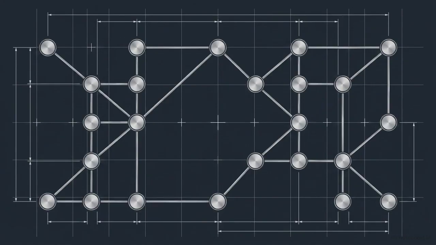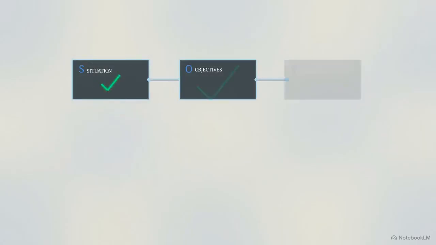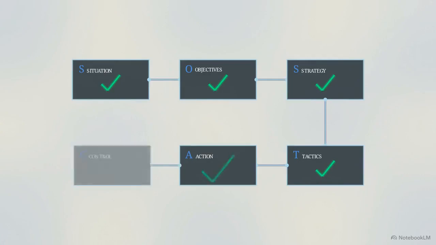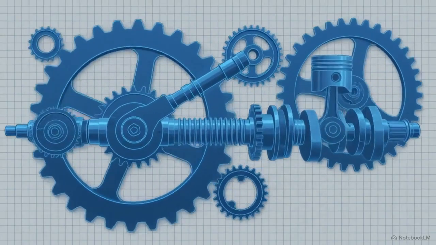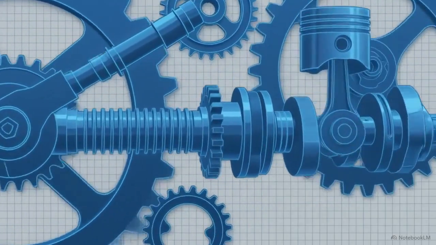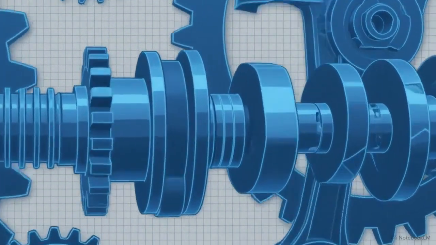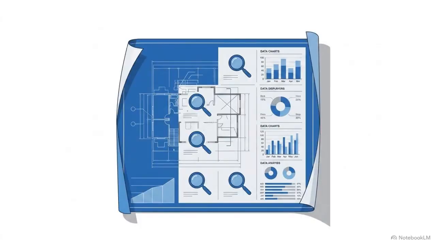To manage this technological complexity, we use the SawStack framework. It is a methodological blueprint designed to transform raw innovation into a structured, measurable business process. Success in the modern market requires moving past the trial and error of isolated tools. You must build an integrated, frictionless engine. That engine begins with Phase S, situation analysis.